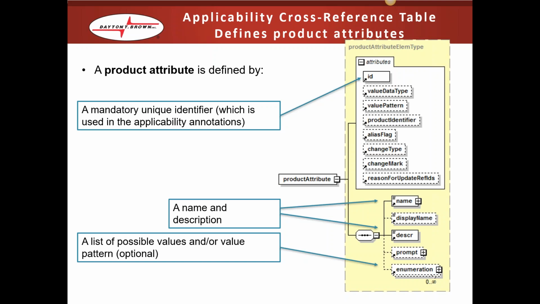First we have an ID, so we give it a unique identifier. And we're going to use this ID later on in what we call applicability annotations. That's the stuff that goes inside of S1000D data modules, procedural and descriptive and all the other ones. So that ID is pretty key to us calling those things into our data modules later on. And it needs a name and a description, and it also has a list of possible values or value patterns, and that's that enumeration down there. It's optional, but a lot of people like to put those things in there.